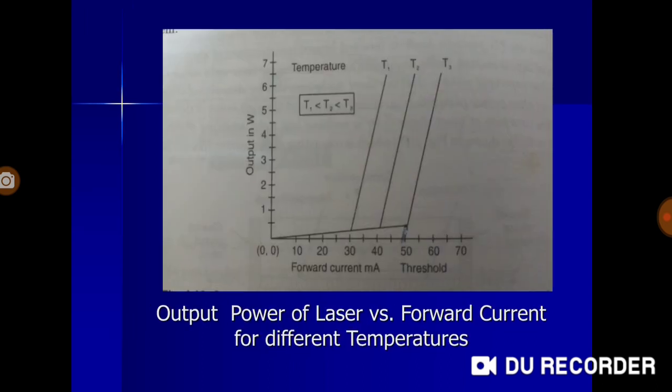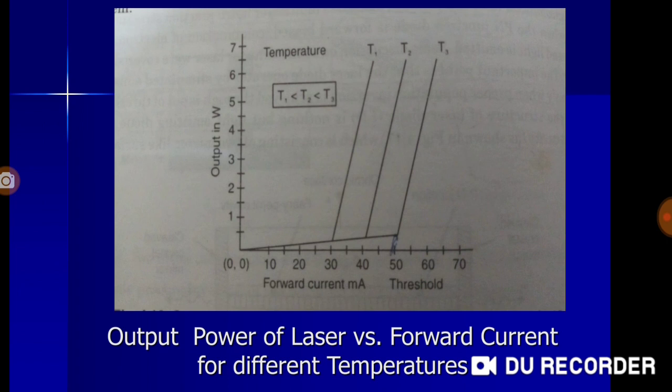Now look at the graph where we have output power of laser versus the forward current for different temperatures. On the x-axis we have forward current in milliamperes, and on the y-axis we have output in watts. For temperature T1 the graph is like this. For temperature T2, which is greater than T1, it moves further ahead, that is, the threshold is increasing. Here this particular line is where lasing takes place, that is, laser action starts, and this portion before threshold is the normal behavior of an LED.